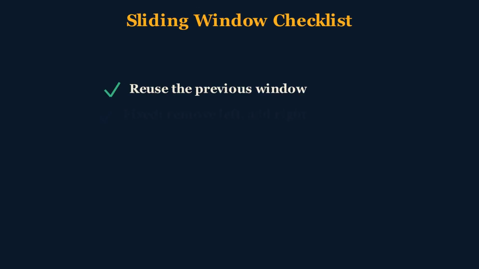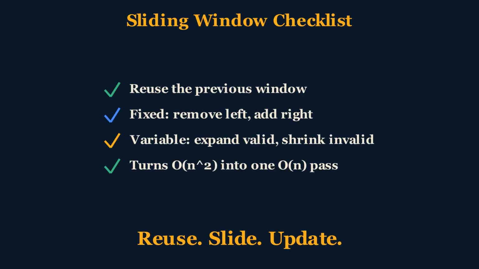Let's bring it all together. Sliding window means reuse the previous window. Fixed window, the size stays the same, so remove left and add right. Variable window, the size changes, so expand when valid and shrink when invalid. And in most cases, this turns repeated brute force work into one clean O of N pass.